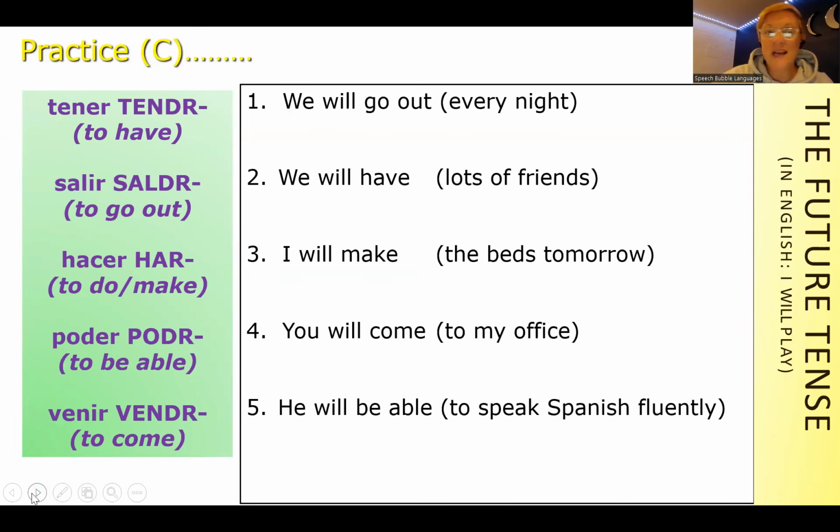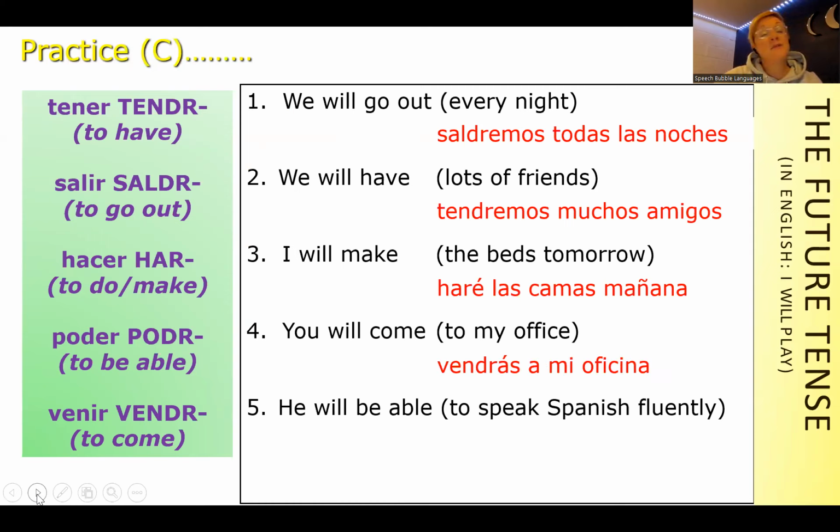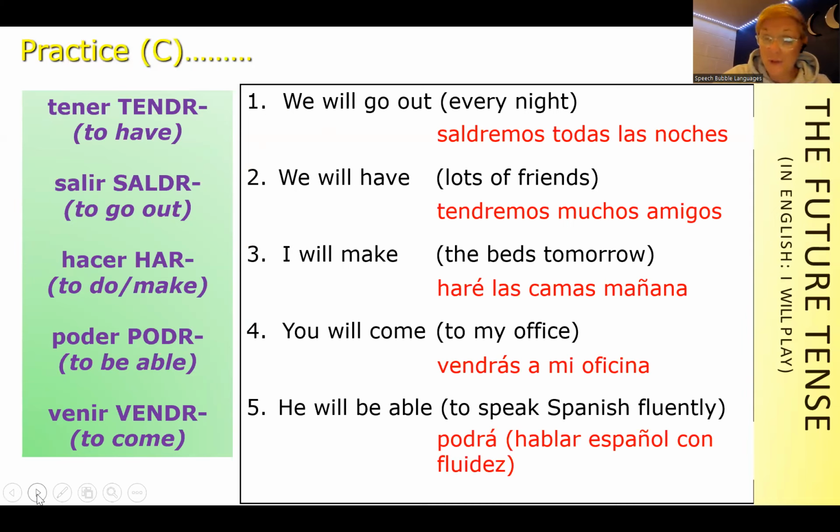We will go out every night. Saldremos todas las noches. We will have lots of friends. Tendremos muchos amigos. I will make the beds tomorrow. Haré las camas mañana. You'll come to my office. Vendrás a mi oficina. He will be able to speak Spanish fluently. I made this one harder for you because we then need to put in to be able to speak beside each other. Podrá hablar español con fluidez.